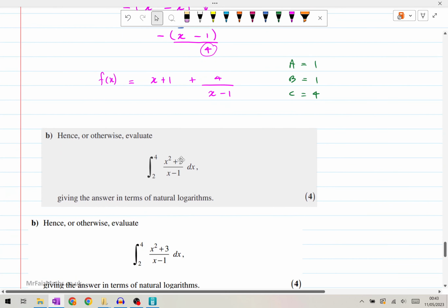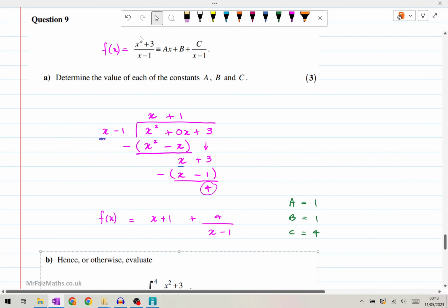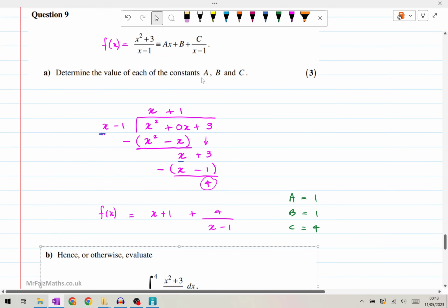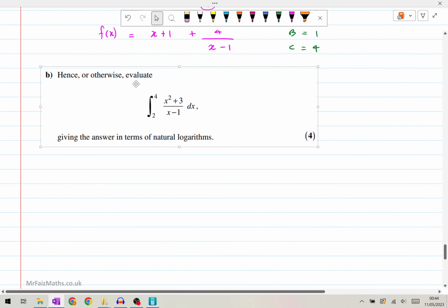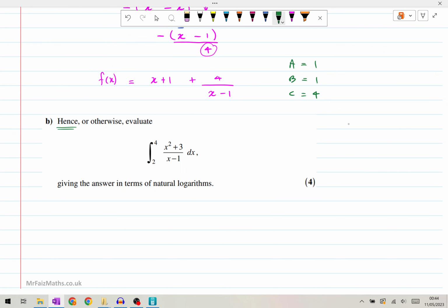Now the second part of the question is to then integrate this function. So x squared plus 3 over x minus 1 is what we've just shown. We can write it like this. So it says hence or otherwise evaluate this integral. So of course we want to use the hence bit here and rewrite this integral into this form. So we are integrating x plus 1 plus 4 over x minus 1 dx, and we are integrating from 2 to 4.